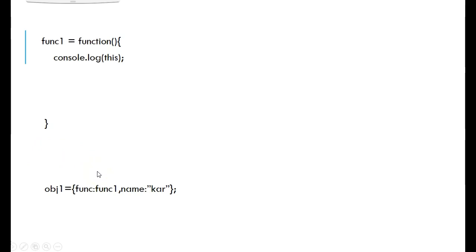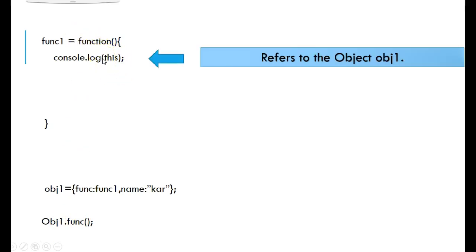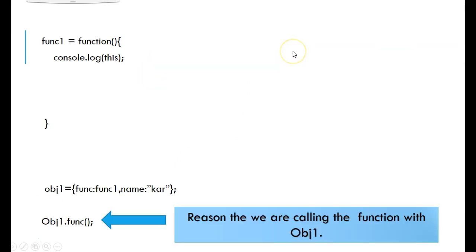And the next case is if I am calling func1 as a member of object1. In this case, what will this represent? This will represent object1, because the left hand side is object1. So this will be referring to object1. The reason is simple: the left hand side is object1.